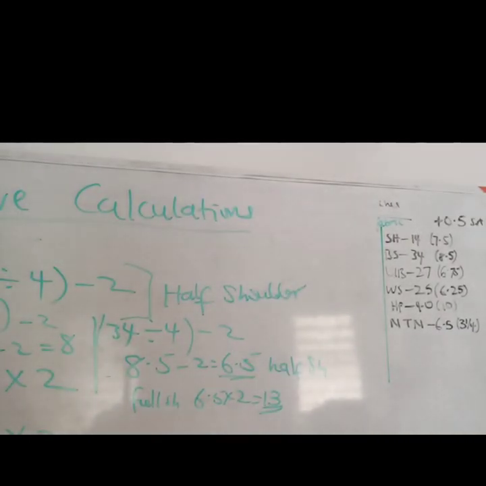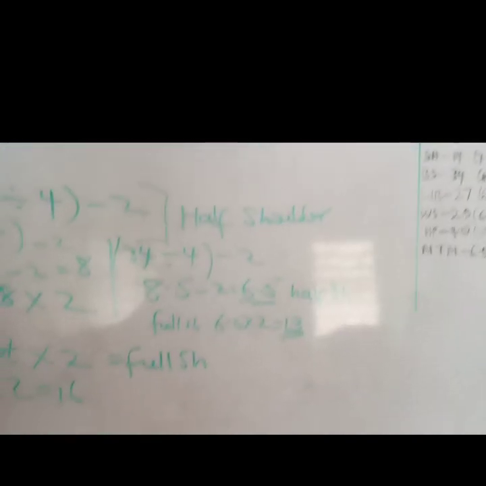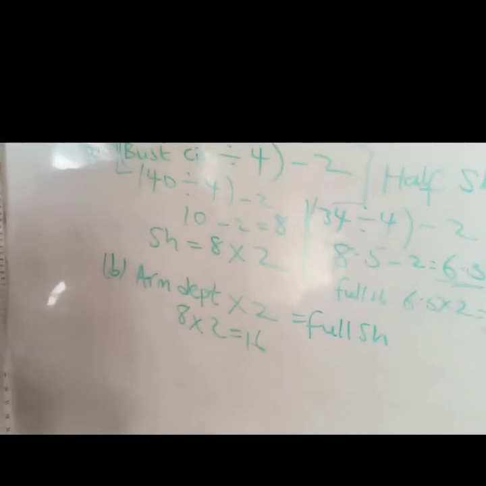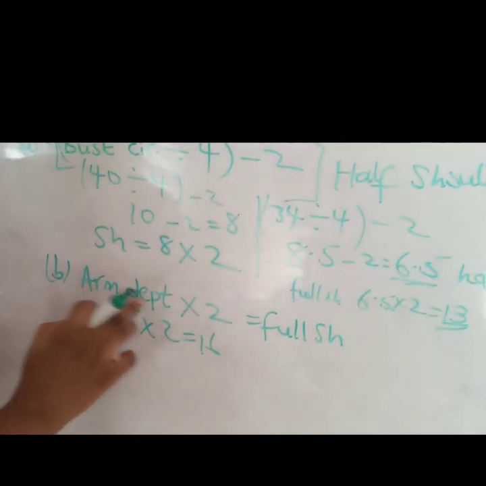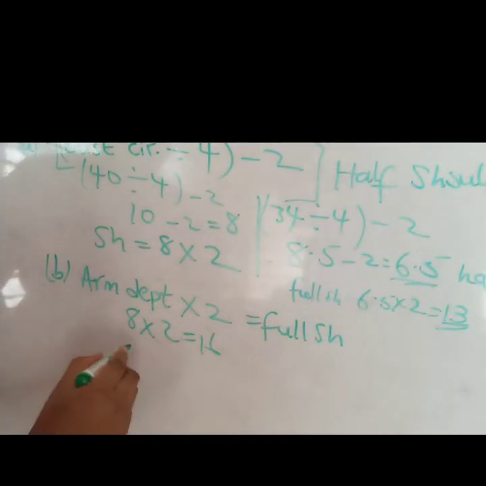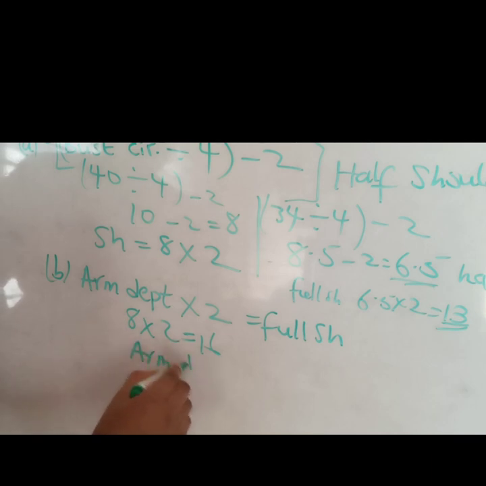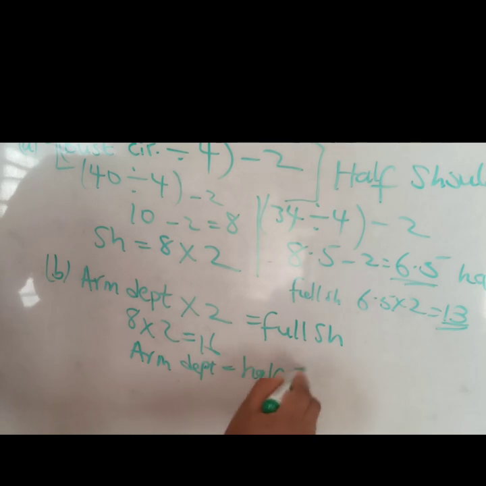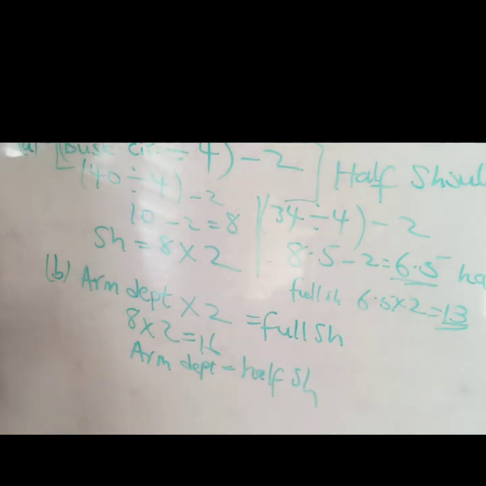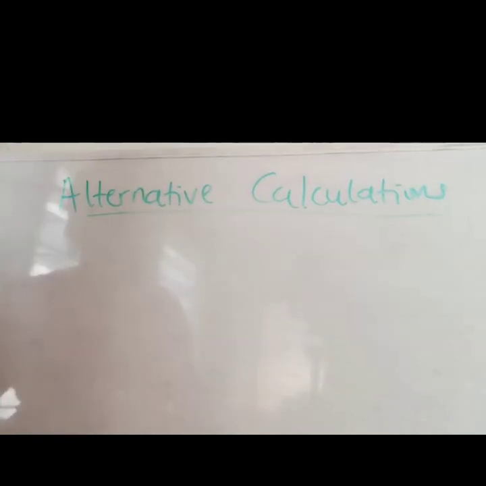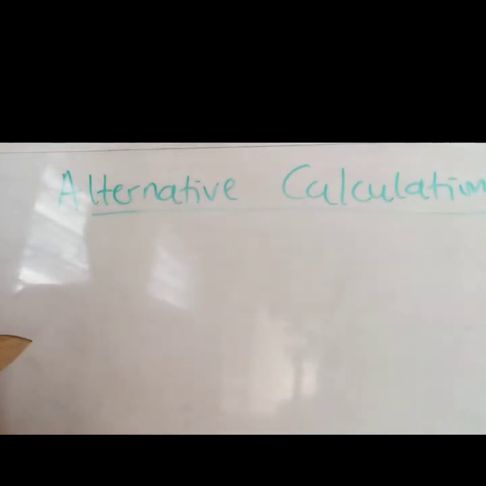So armhole depth multiplied by 2 will give you the full shoulder, while the armhole depth itself will give us half of the shoulder. So take note.